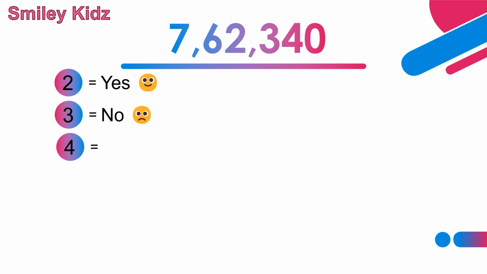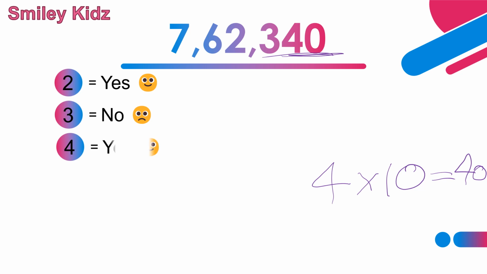Is 7,62,340 divisible by 4? The divisibility rule of 4 is if the number found by its last two digits is divisible by 4. So, here the last two digits are 40. So, in 4 table, 4 tens are 40. So, 7,62,340 is divisible by 4.